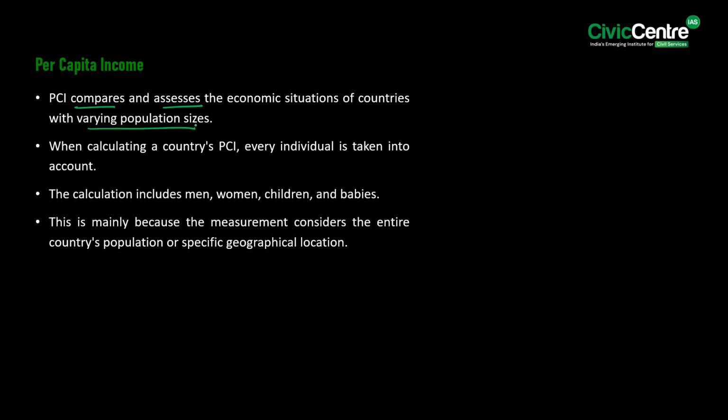Further, the measurement of a country's per capita income is done by dividing the total national income of a particular country or state by the population in that specific geographical region. Know that when calculating the country's per capita income, every individual is taken into account. So, the calculation includes men, women, children and also babies. This is mainly because the measurement considers the entire country's population or a specific geographical location.